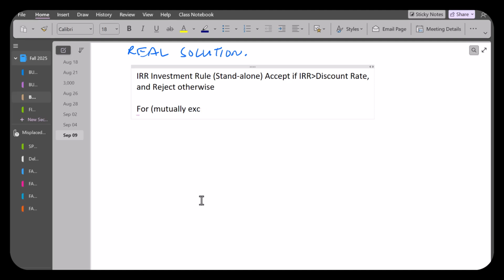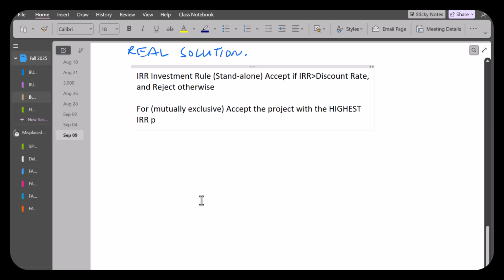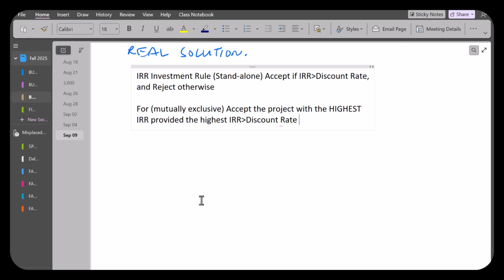For mutually exclusive projects, accept the project with the highest IRR, provided the highest IRR is greater than the discount rate. Even with the mutually exclusive projects, we want the project chosen to be acceptable on its own.